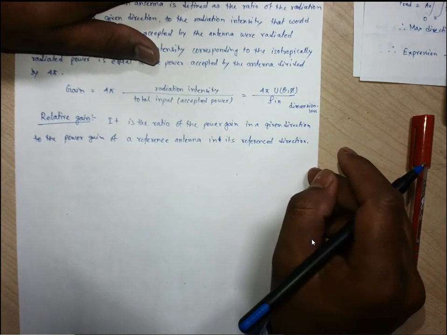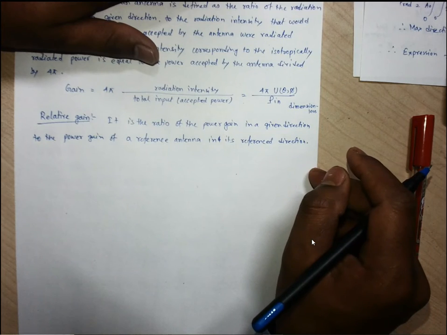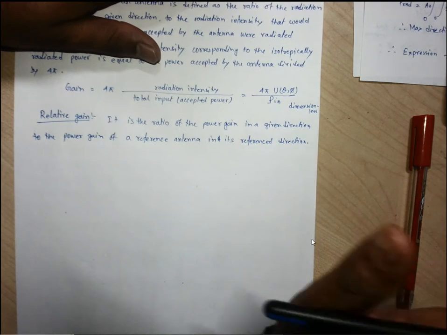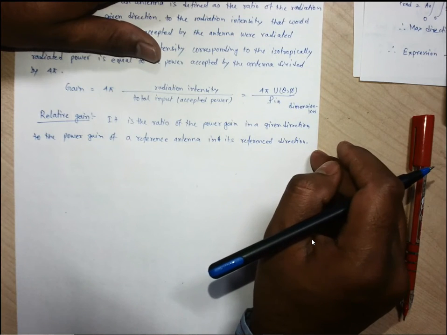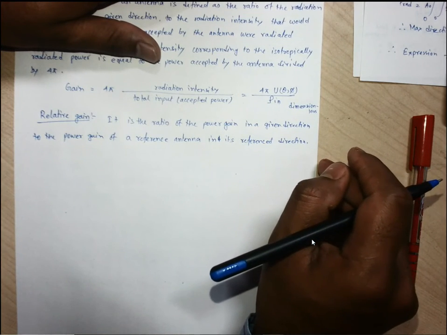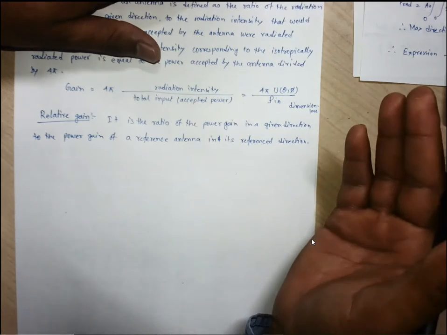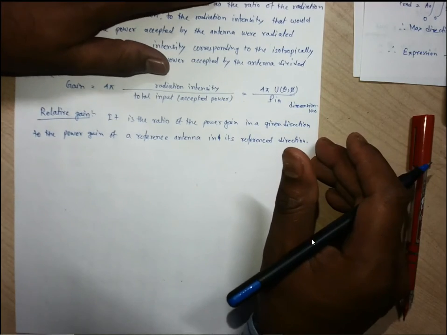So what it says is that it is the ratio of the power gain in a given direction to the power gain of a reference antenna in its reference direction. So if we consider a reference antenna which is not an isotropic source, but has a particular direction of radiation, and we compare our antenna under test to that antenna, that is known as relative gain compared to that reference antenna.